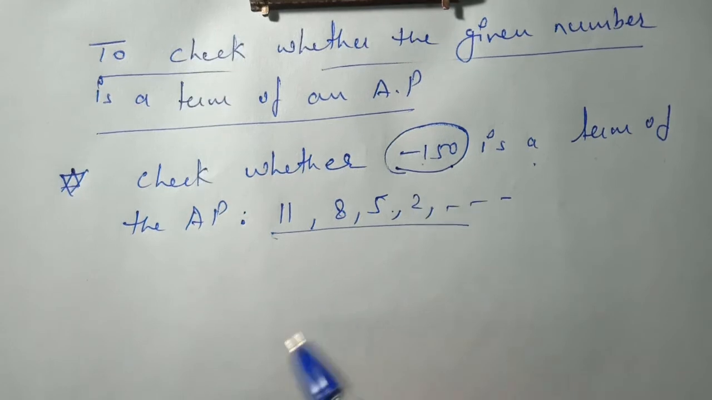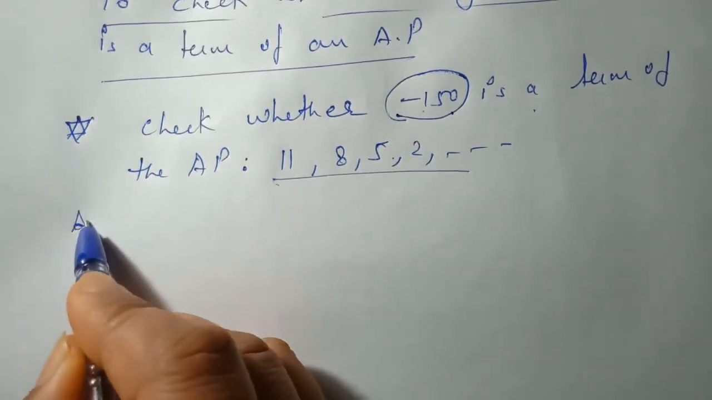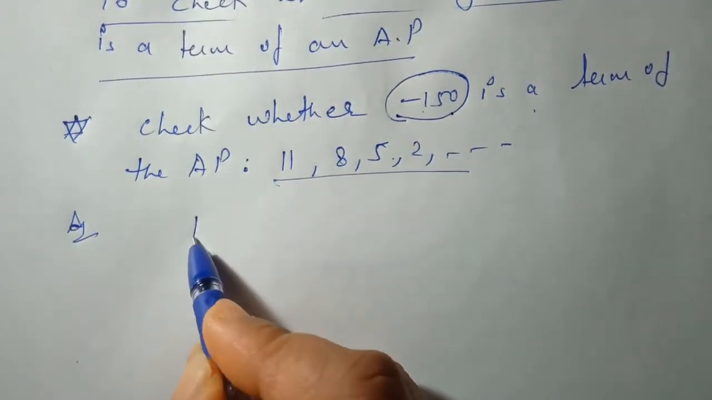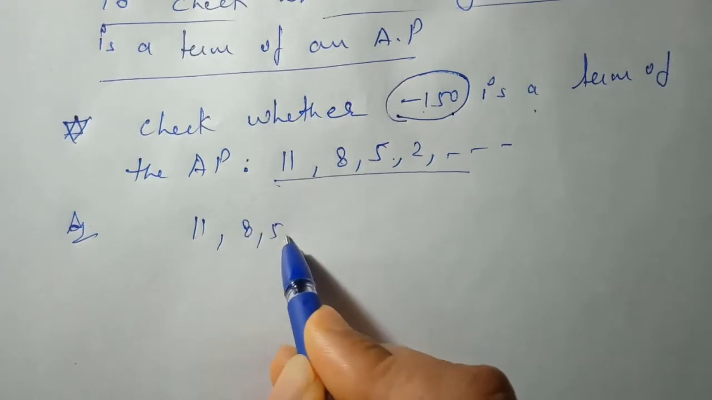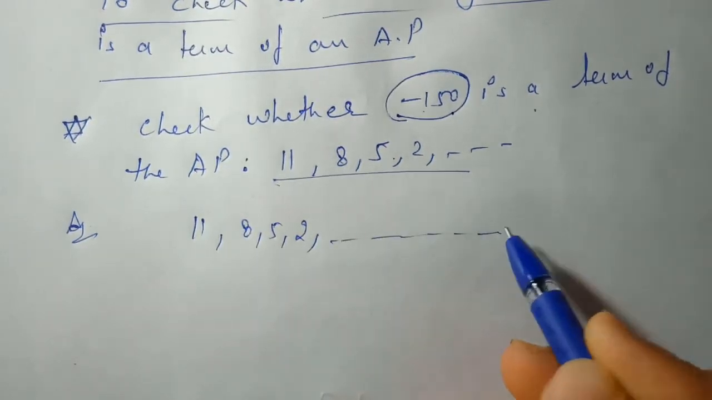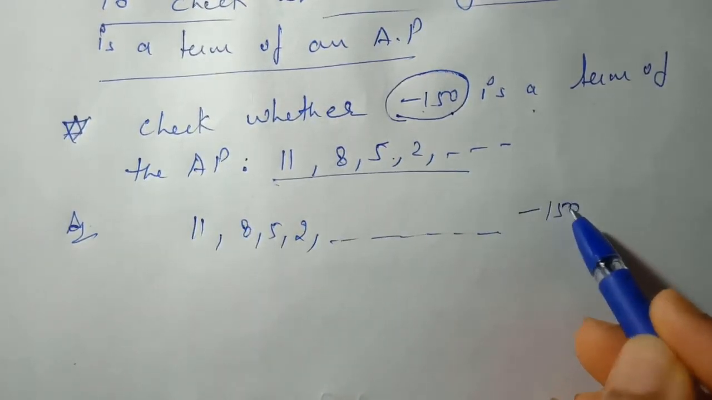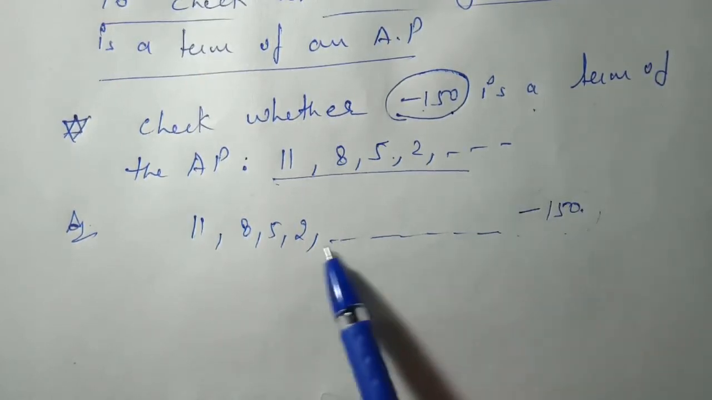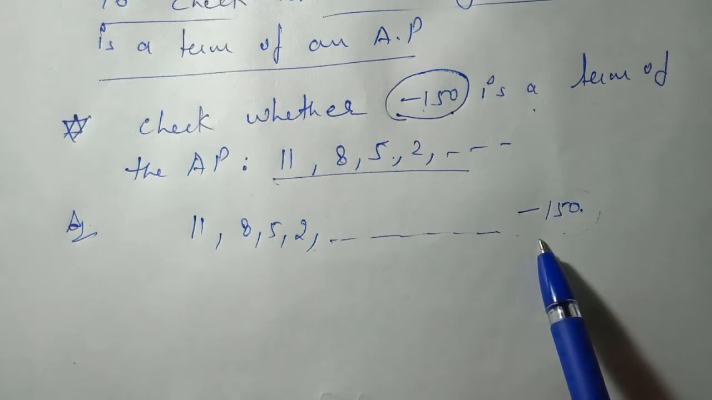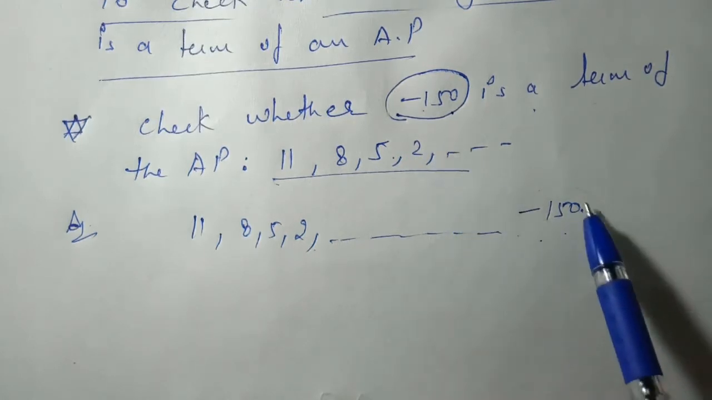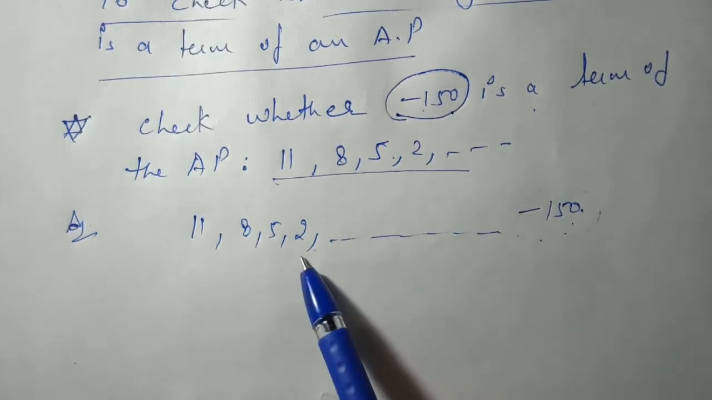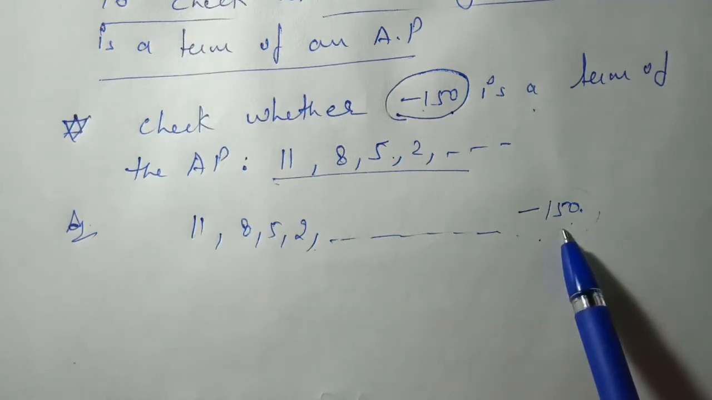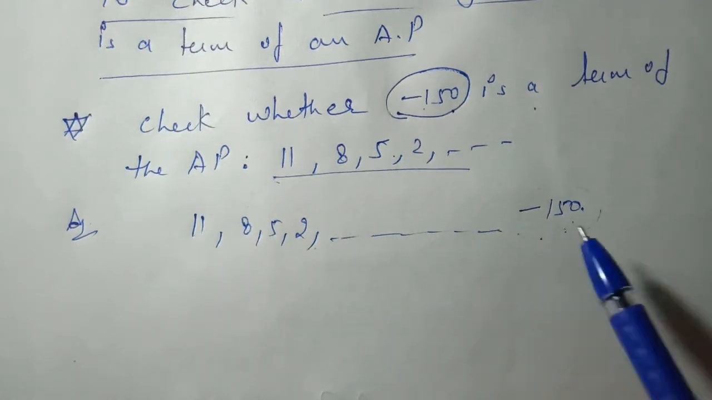So what does the question mean? According to the question we have a series 11, 8, 5, 2, and so on, and somewhere minus 150 will come. So we have to check whether minus 150 is a term of the AP or not. Right now we're going to assume that this is a term of the AP, and we will assume that this is the last term of the AP.